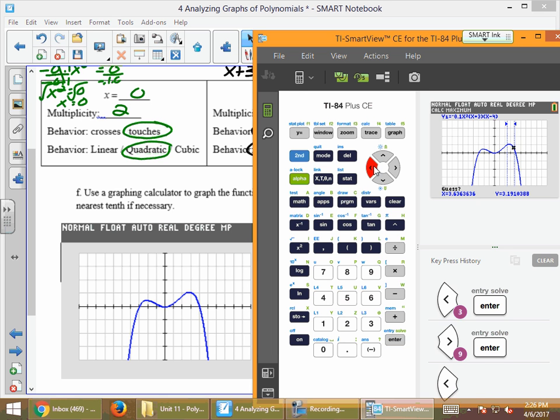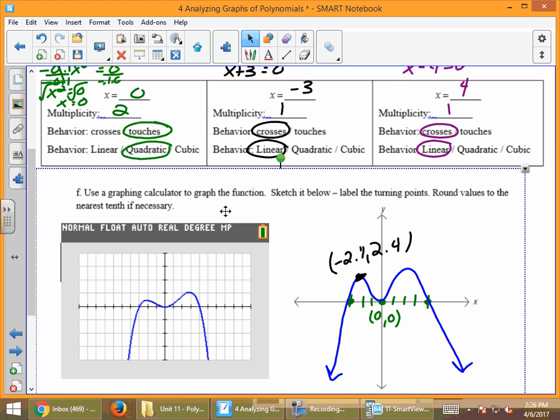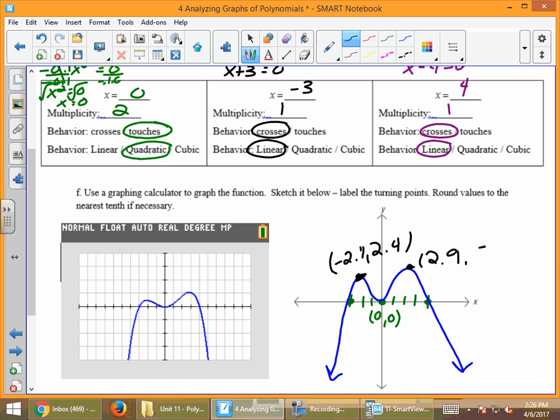And, oh boy. That's a little long. And guess. That's about that. So that is the other turning point. 2.9 and 5.5. So those are the turning points. So we said this one was 0, 0. And down here.